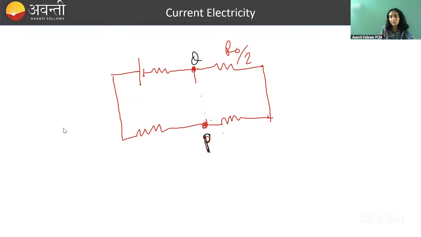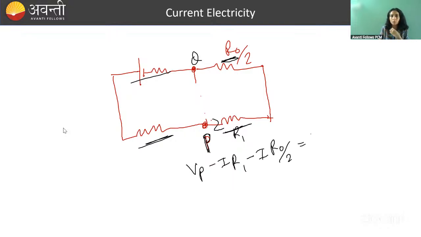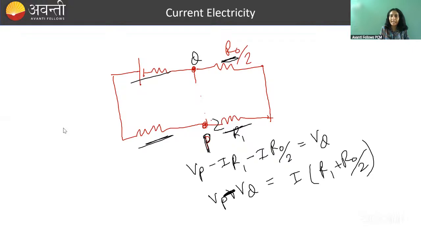It will be potential drop on this plus potential drop on this. क्योंकि if you will move from P to Q, you will write Vp. करंट ऐसे जा रहा था, माइनस I, लेट से इसका वैल्यू R1 है, माइनस I R1, लेट से करंट तो पता है इसका रेजिस्टेंस है R0 by 2, सो माइनस I R0 by 2 इक्वल टू VQ. सो VP minus VQ अगर आप लिखोगे यहाँ पे तो क्या हो जाएगा, I (R1 plus R0 by 2), and VP minus VQ we already know that is equal to E by 2.